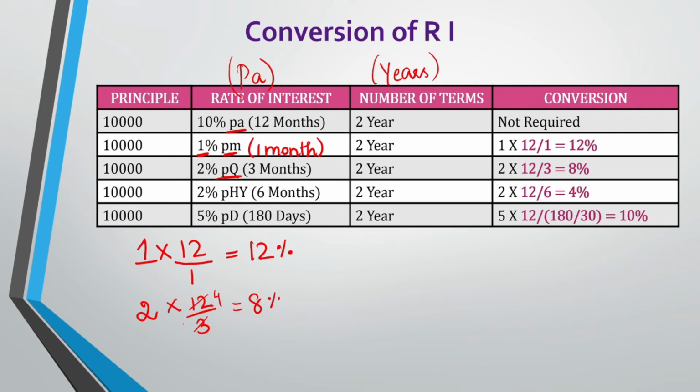And then let's see our fourth row. It is given as 2% per half yearly. Again, we know that half yearly is nothing but 6 months. So again, our first step is we have to write the given rate, which is 2 multiplied by 12, which is the number of months in a year, divided by the given month, which is 6. So when you simplify it, you get 4%. Now let's see our fifth row. It is given as 5% per days.